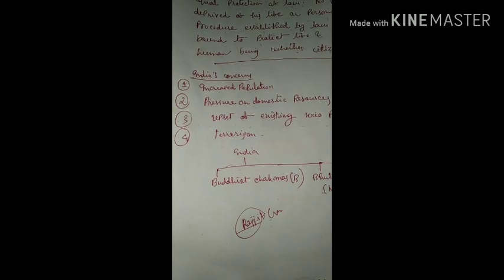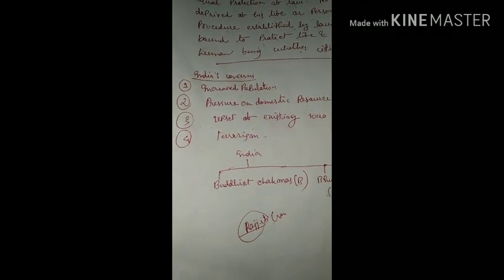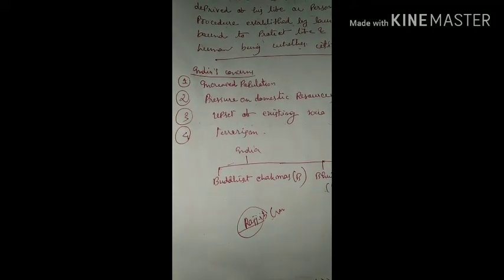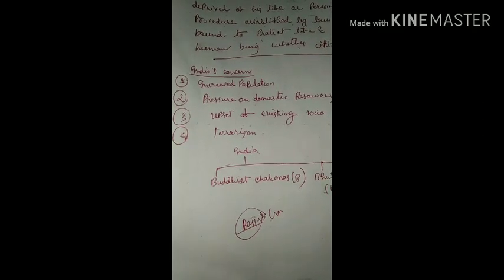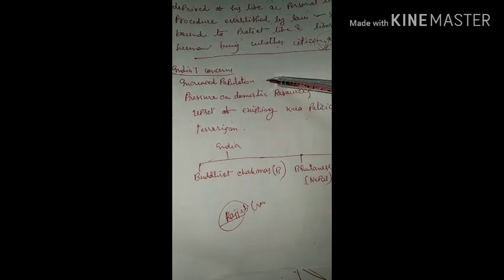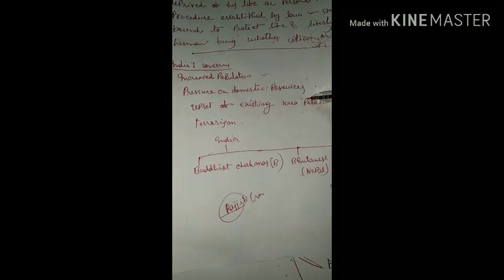Till now, we have mainly considered the demerits, that is, why India should not do this. But there are some concerns also which are not mentioned in the article, but in writing answers in the exam, we have to consider all these things. For India's concern, it will create increased population, pressure on domestic resources, and upset of the existing socio-political balance, right?